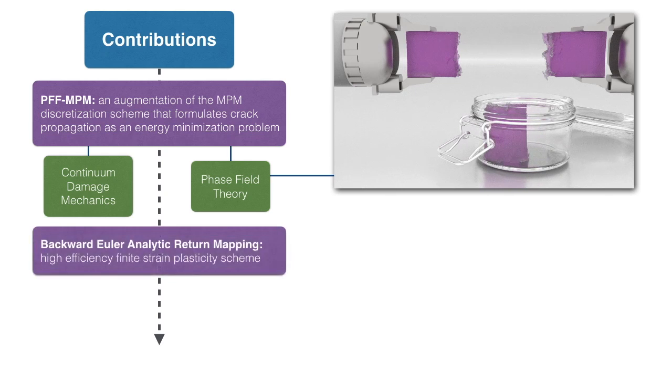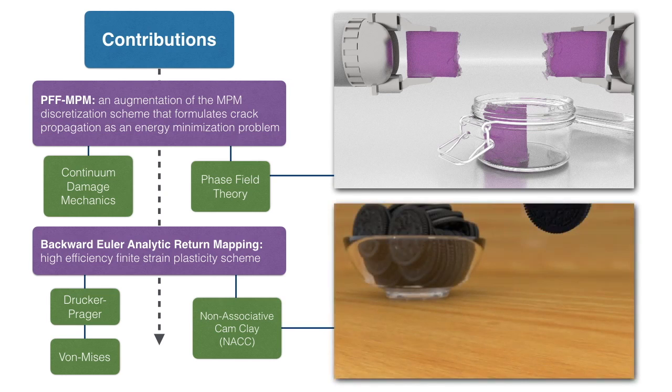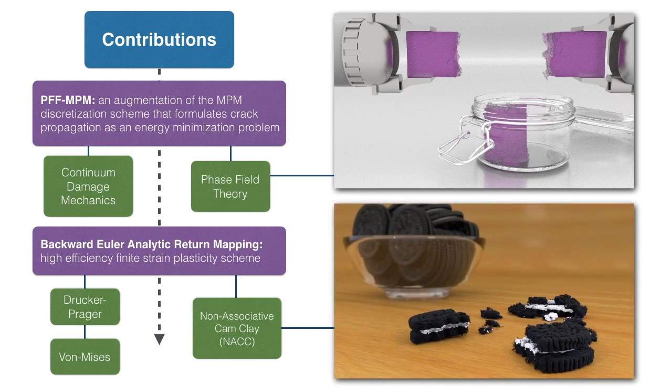For our second approach, we present a new plasticity scheme that supports highly efficient analytic return mapping for a wide variety of plasticity models. Through this framework, we introduce an easy-to-implement non-associative CAM-clay model capable of simulating a breadth of fracture phenomena. Although PFF-MPM and NACC plasticity work well together, in this work we focus on exploring them separately and denote which method was used for each demo.